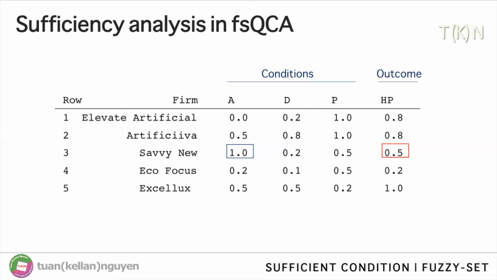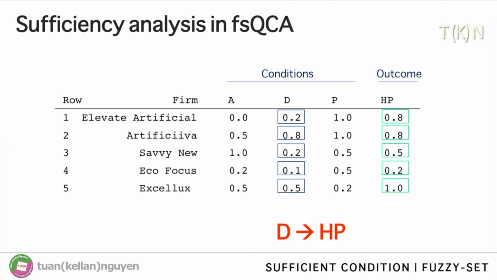We can do the same examination for another condition, let's say condition D. And it is interesting that for the condition D, investing in data, the fuzzy value of D is always less than or equal to the fuzzy value for the outcome from case number 1 to case number 5. Hence, we conclude that the result of the analysis of sufficient condition is D implies HB.